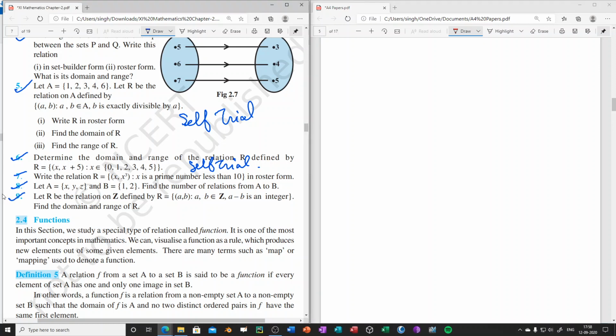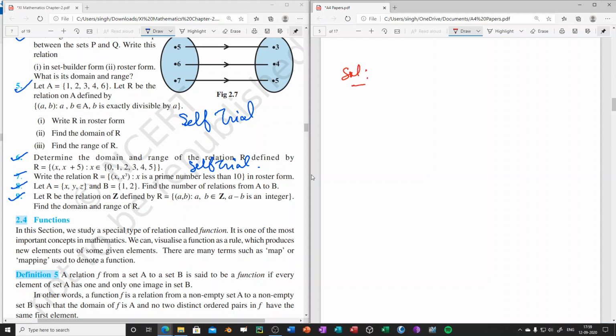Now let us go to question number 9. Let R be a relation on Z defined by R equal to the collection of all (a, b) such that a minus b is an integer. We know that whenever we subtract 2 integers, we always get an integer only. So find the domain. Domain will be the collection of all the first elements of the ordered pairs. So what is here? We see that a belongs to Z. What is range? Range will be the collection of all the second elements of the ordered pairs. What is that? b. And what is b? b belongs to Z.